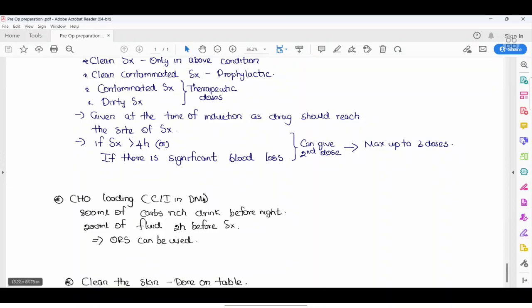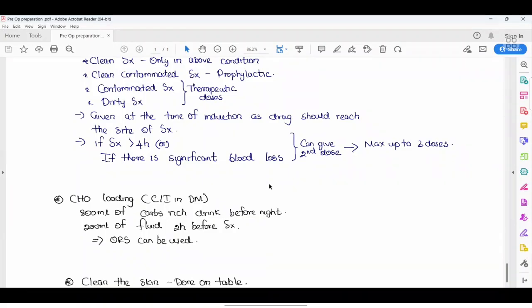And the last 2 things: carbohydrate loading and cleaning of the skin. Cleaning of the skin is not recommended in every patient. Even if the surgeon wants to do the cleaning of the skin, it should be done on the table before the surgery. It should not be done in the ward, and we should not send the patient to the theater after cleaning the skin in the ward.